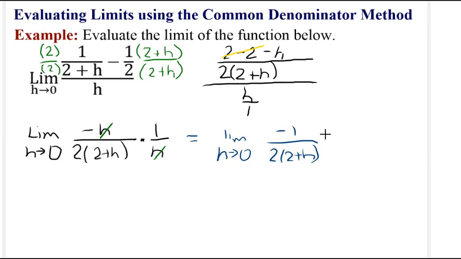So now if I actually do direct substitution and plug in 0 for h, then I'd have negative 1 over 2 times 2, which is 4. So the limit for this function using the common denominator method is negative 1/4.